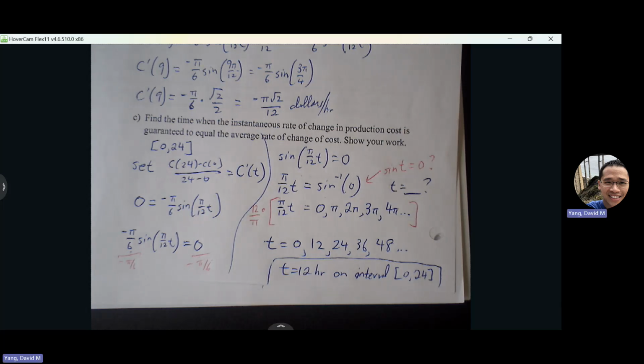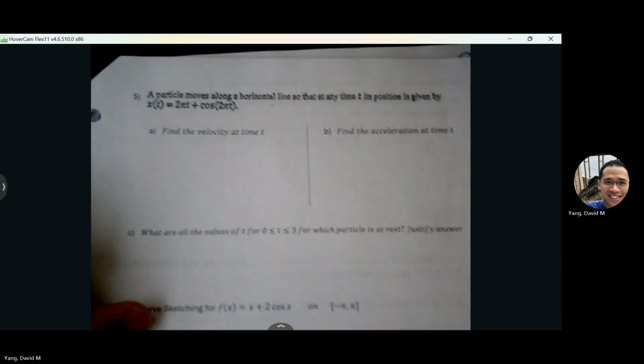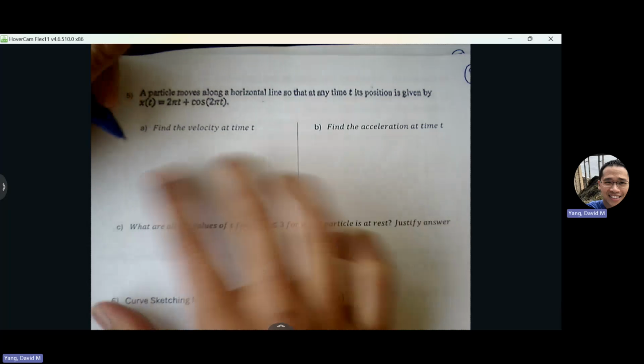Given position, we're just going to find velocity and acceleration, and then find all the places where the particle is at rest, where velocity is equal to 0. So, take the derivative.